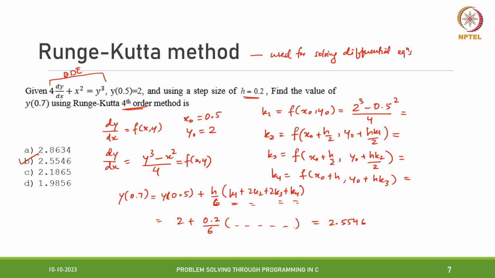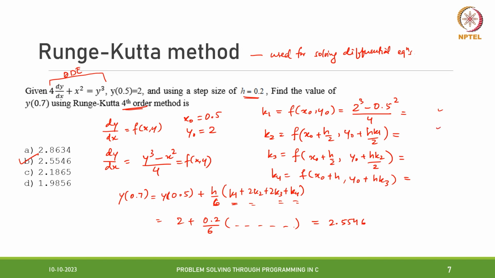So let us see what they are. k1 is simply f of x naught comma y naught, that is the initial values that you had been given, so 0.5 and 2. Once you calculate k1, you use that in calculating k2. So k2 is f of x naught plus h by 2, where x naught is 0.5 and h is 0.2, comma y naught plus h k1 by 2. So k1 you have calculated, you can put that value here and then you recalculate. So f of x, y is (y cube minus x square) by 4. So you can calculate that again and find k2.